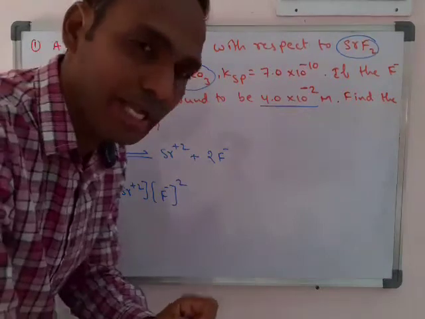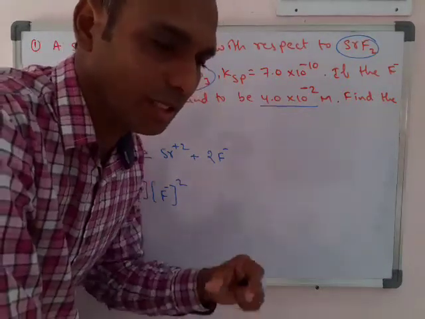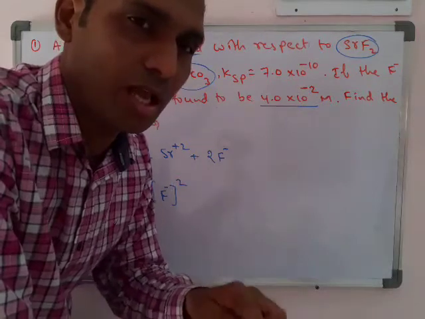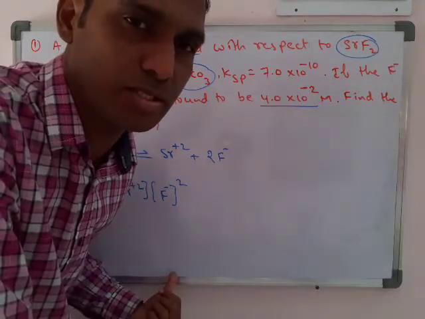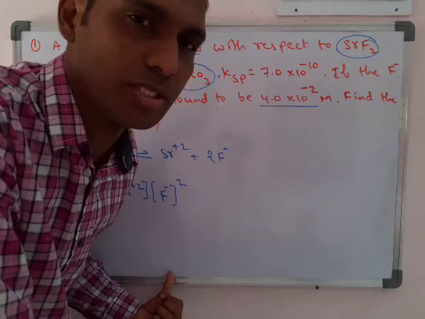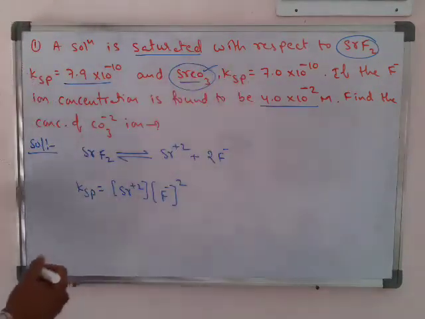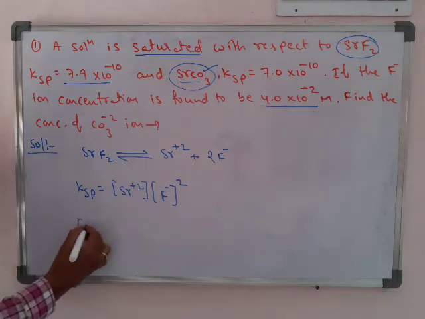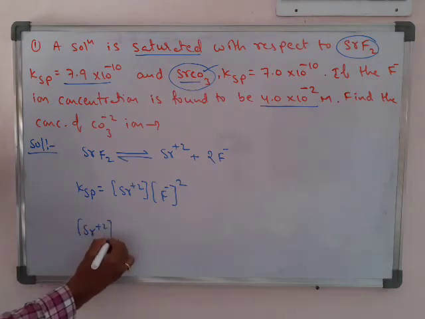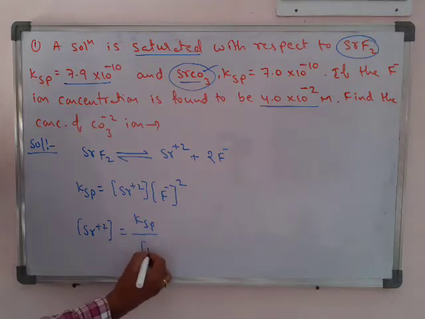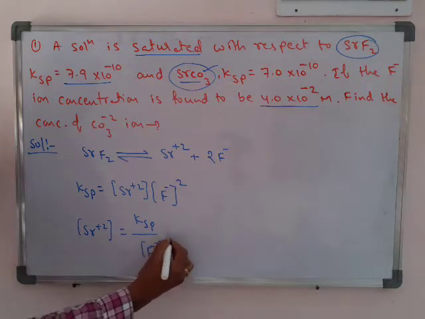We have to find Sr plus 2, since F minus is given. Why are we calculating Sr plus 2? Because from the F minus value we can calculate the Sr plus 2 concentration, and based on this Sr plus 2 concentration we are able to calculate the carbonate ion. So first let's find out the Sr plus 2 concentration. Sr plus 2 equals KSP by F minus squared.